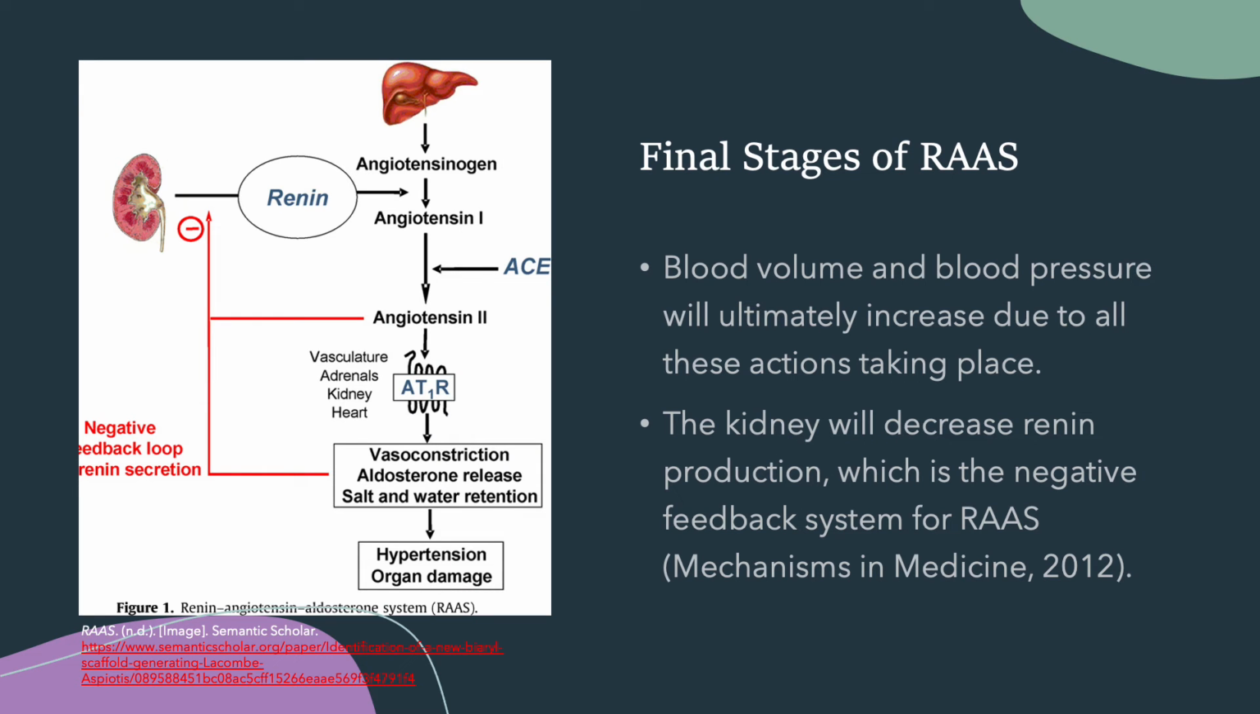In the final stages of RAAS, blood volume and blood pressure will ultimately increase due to all of these actions taking place. So instead of our blood pressure being at a low level, it will come back to a normal state. And the kidneys will end up having a negative feedback system for RAAS. Since everything is brought back to normal, it will send a signal letting the kidney know to stop the release of renin as it is no longer needed.